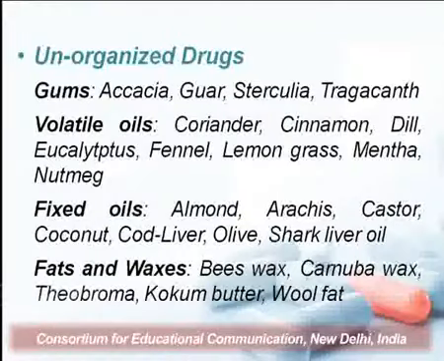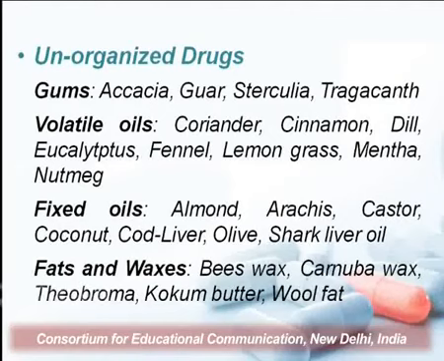Now the unorganized drugs, as we discussed, they do not have any cellular structure, but these are obtained from plants, and they are obtained as juices, oils, or exudates, or gums. And the common examples for gums are acacia, guar gum, sterculia or tragacanth gum, various volatile oils that are obtained from the fruits of coriander, cinnamon, dill, eucalyptus and so on. Similarly, fixed oils that are obtained from almond, arachis, that is commonly known as moongfali, almond is badam, castor is arandi, and coconut, cod liver oil and shark liver oil, and cod liver and shark liver oil are basically of animal origin.